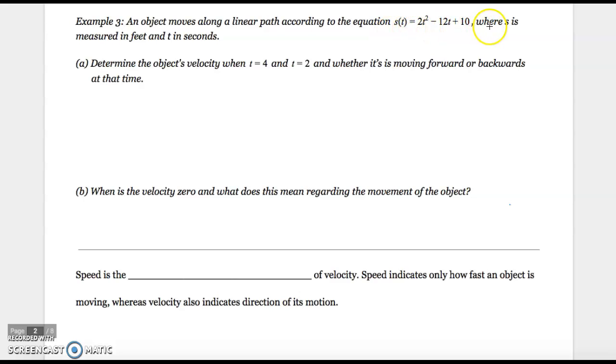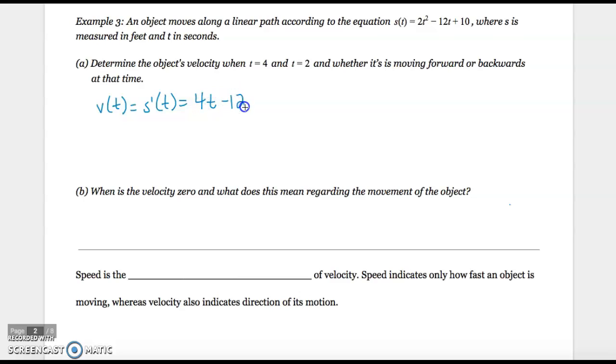So this is your position function, where s is measured in feet and t is measured in seconds. We want to determine the object's velocity when t equals 4 and t equals 2, and then whether it's moving forward or backwards at that time. So first we have to find our velocity function, and remember velocity is the derivative of your position function, so we just have to take the derivative of this piece.